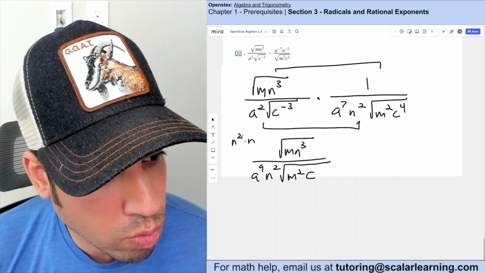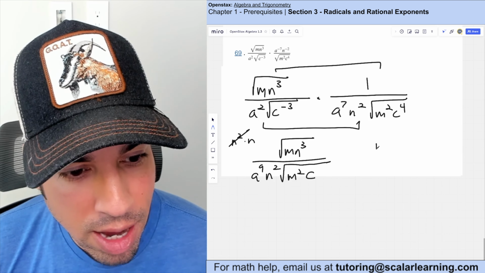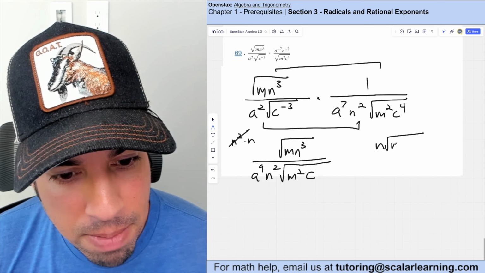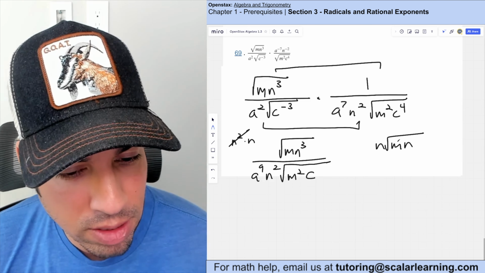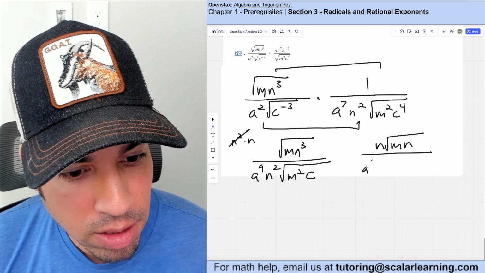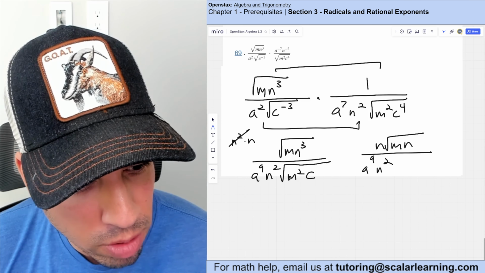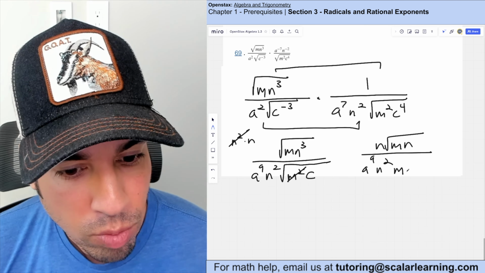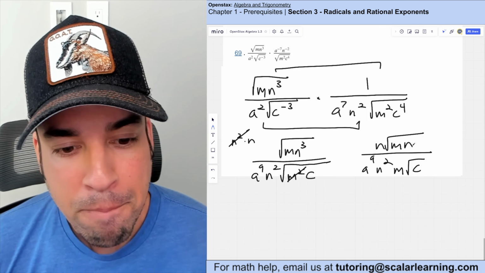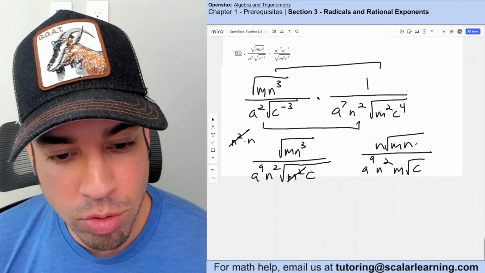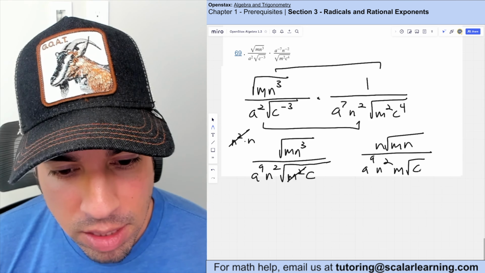So I can take the square root of that n squared, which is n. So that comes out. And then the m and the n are left inside, over a to the 9th n squared. That m squared is a perfect square, so I'm going to extract that as an m with a square root of c left inside. So again, I don't mind the radical on the numerator. I just need to get rid of that rad c in the denominator.